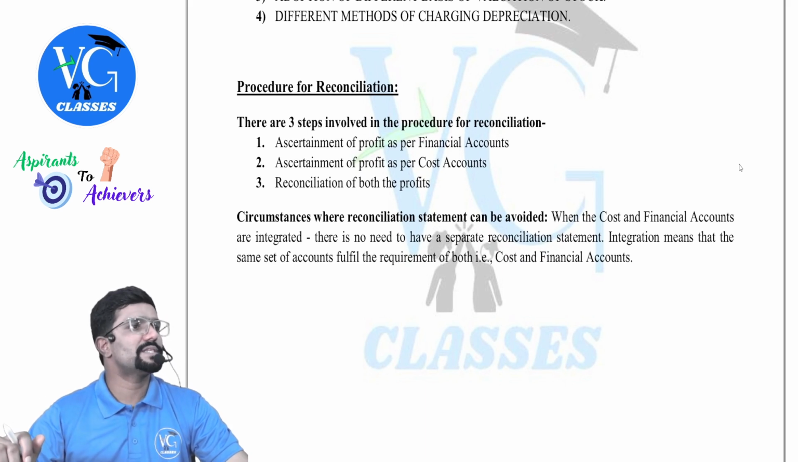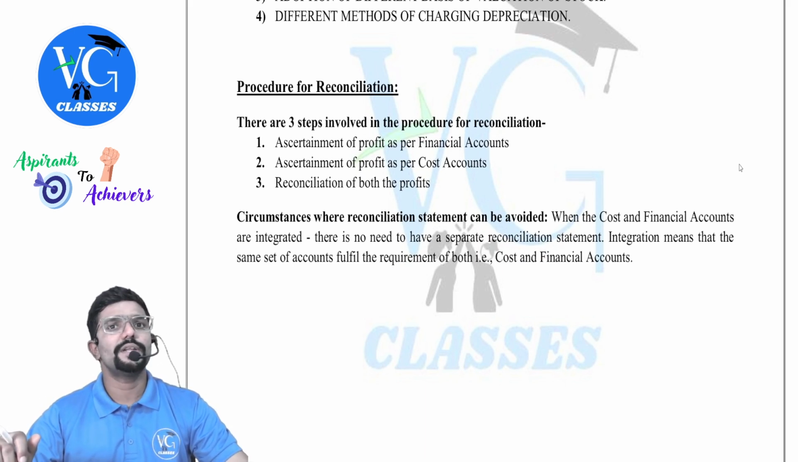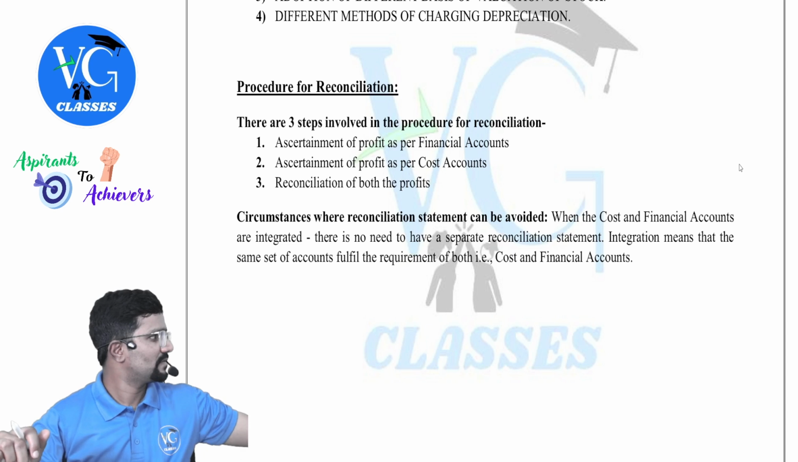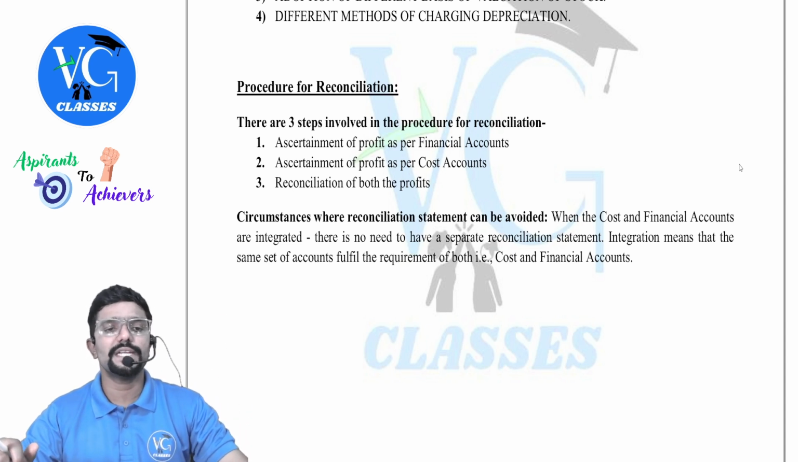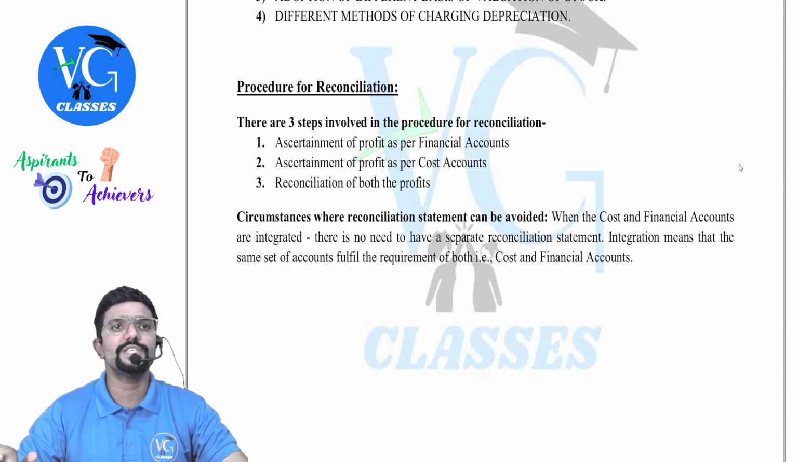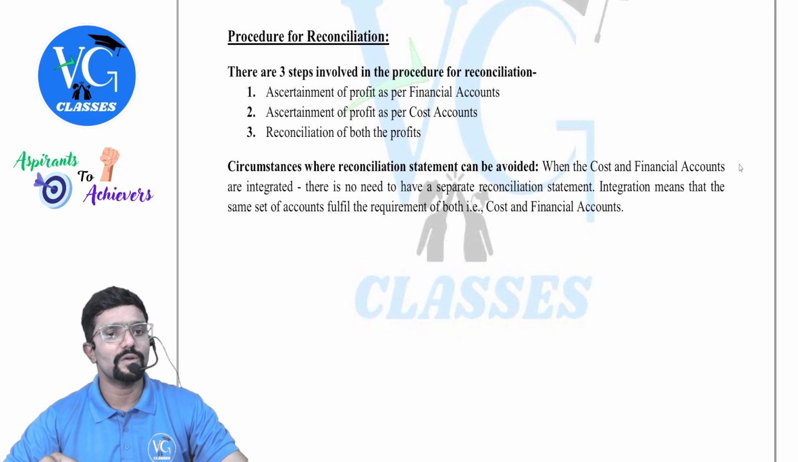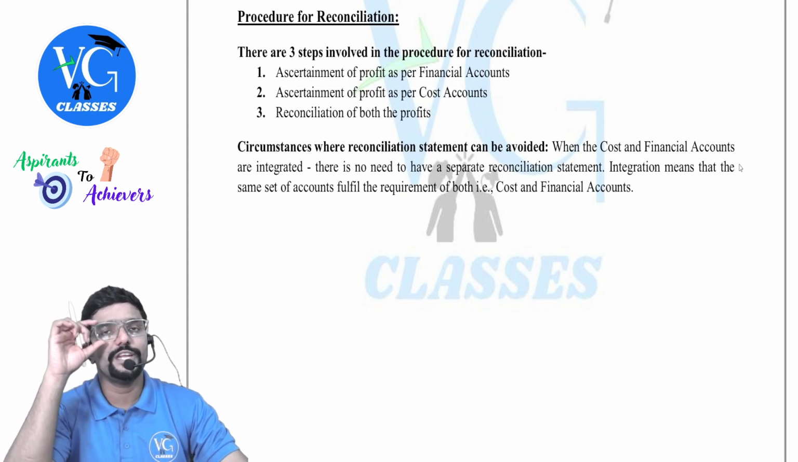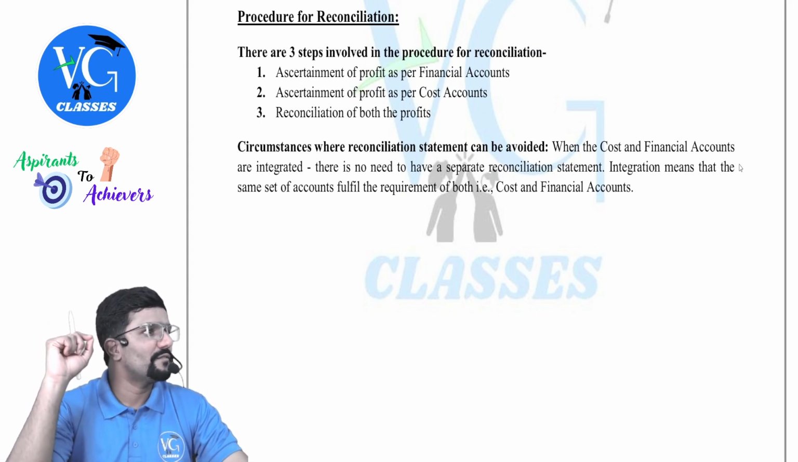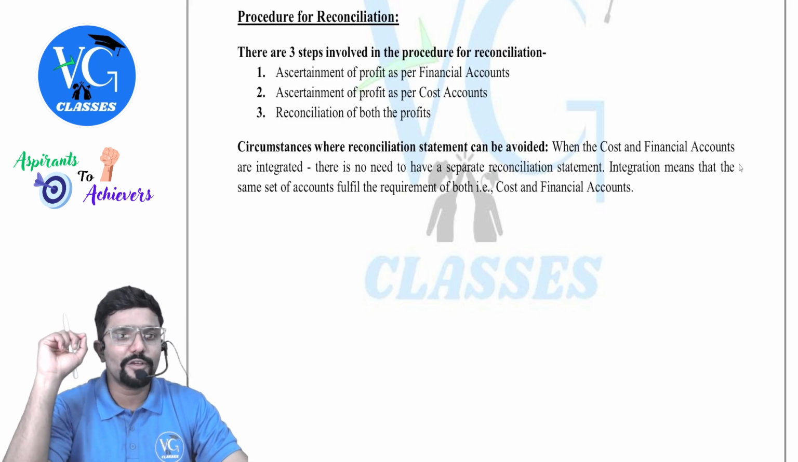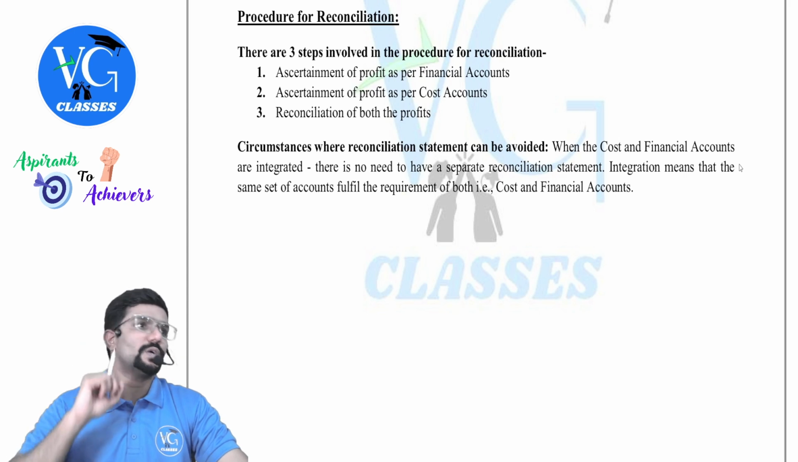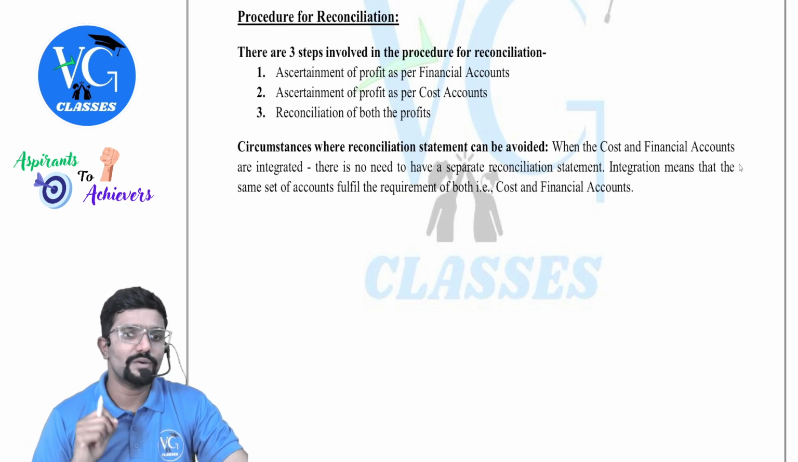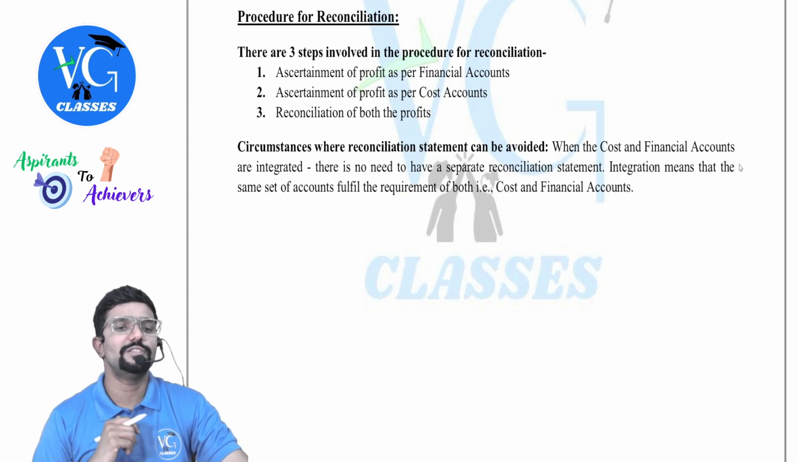Procedure for reconciliation. There are 3 steps involved in procedure for reconciliation. What are those, sir? One by one. First one, ascertainment of profit as per financial accounts. Ascertainment of profit as per cost accounts. Then reconciliation of both the profits.